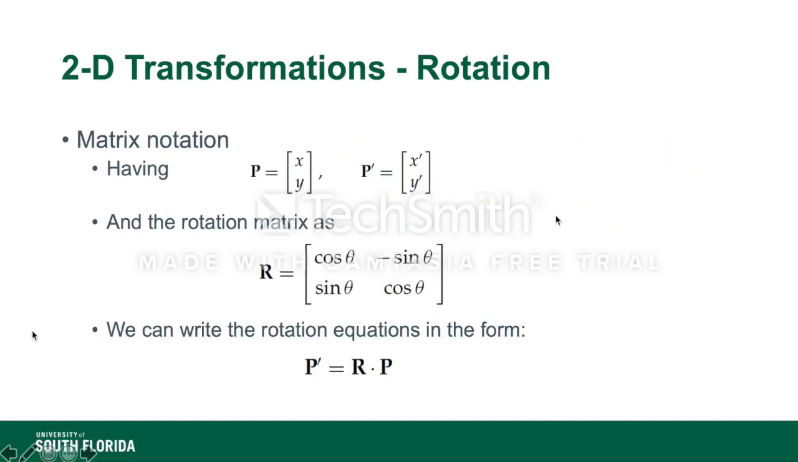The matrix notation. If we have P defined as (x, y) and P prime defined as (x prime, y prime), and if we define the rotation matrix as we can see here in the slide, then we can rewrite the rotation equation in the form P prime equals R times P.